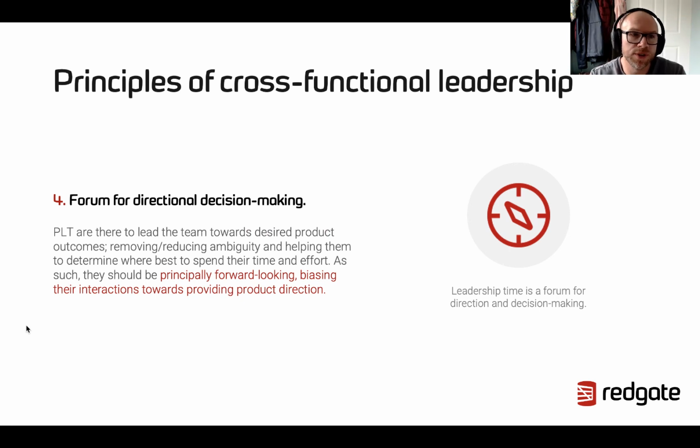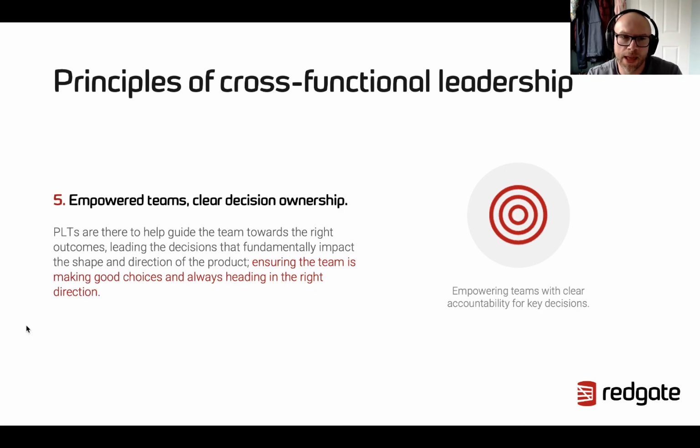Number 4, a forum for directional decision making. The PLT are there to align and lead the team towards desired product outcomes, removing or reducing ambiguity and helping the team to determine where best to spend its time and effort. As such, PLT activities should be principally forward-looking, biasing their interactions towards driving alignment and decision-making, rather than using their time together as another ceremony for operational management and delivery. Where the wider team are likely focused on the here and now, the PLT should also be concerned with what's coming up next, their North Star, and shaping the mid to long-term roadmap.